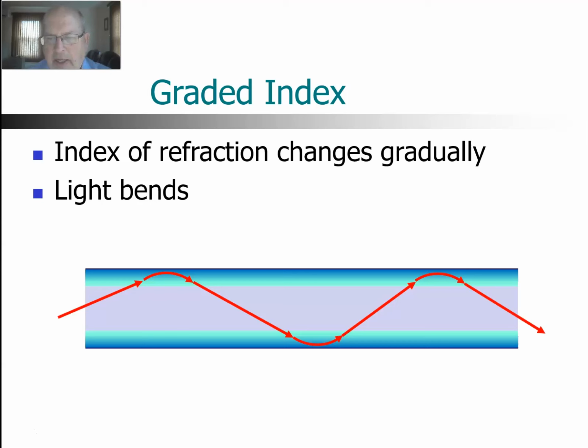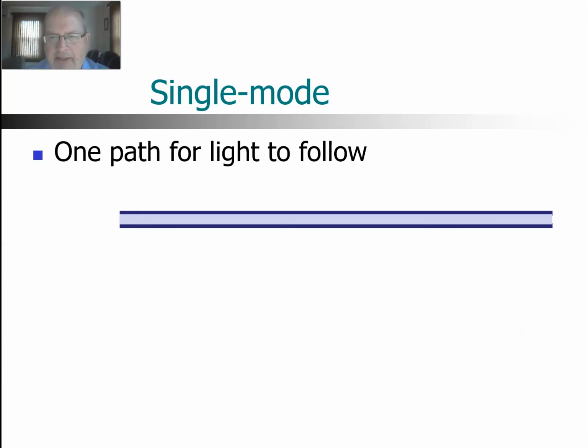And you got a slightly better result here, a little bit less dispersion with this. But this is the type of fiber that we use most of the time for long distance communication, and this is called single mode fiber. And with single mode fiber, essentially we use a core that is very, very thin, and therefore there's only one light path for the light to take.